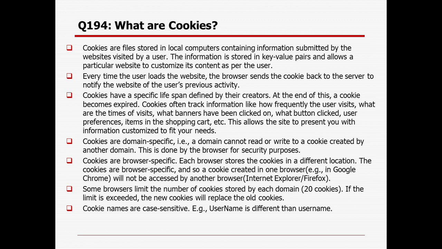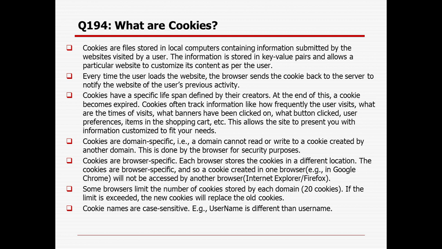Cookies have a specific lifespan defined by the creators. At the end of this, a cookie becomes expired. Cookies often track information like how frequently the user visits, the times of visit, what banner has been clicked on, what button clicked, user preference, items in the shopping cart, etc. This allows the site to present users with information customized to fit their needs. Suppose sometimes you open a particular page, and sometimes you go to a booking site and retrieve orders. These will be separate cookies, not the same cookie, though it is the same site, right?